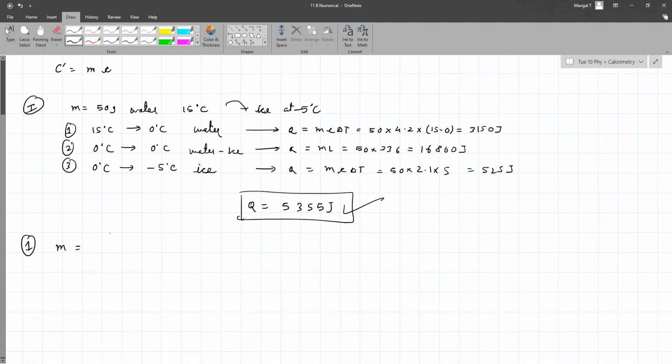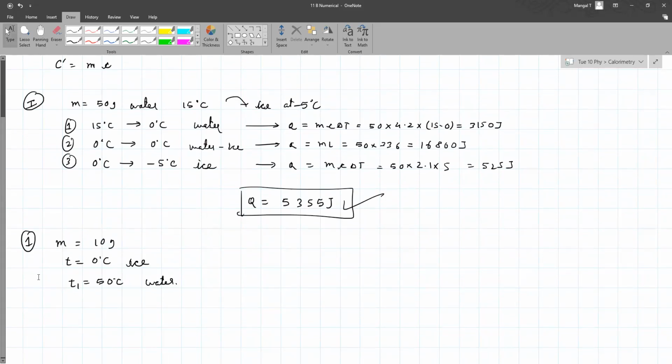So mass is 10 grams, and the temperature is 0 degree, and it is ice, and the final temperature is 50 degrees Celsius, water. And the total heat in this case is 5460 joules. They have also given us specific heat capacity as 4200 joule per kg per Kelvin. What they ask us to calculate is latent heat.